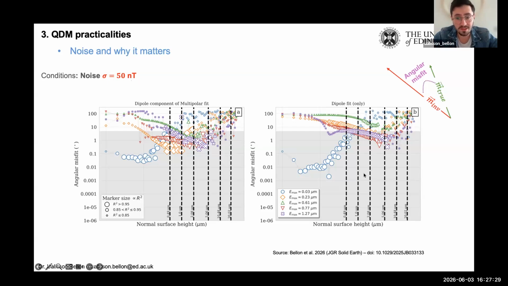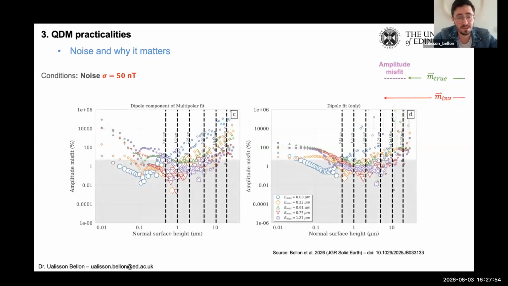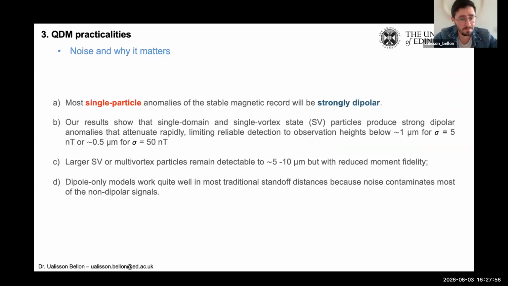And the other thing that you can see is that you basically lose the advantage of doing a multipolar fit, because in these single particle anomalies, you're basically fitting noise in the higher spherical harmonic degree components. And so essentially a dipolar fit works just fine. The same thing happens with intensity. So one is just mimicking the other.